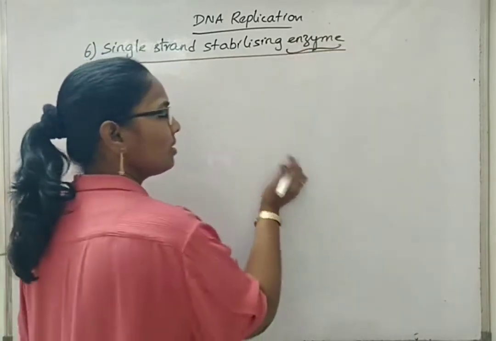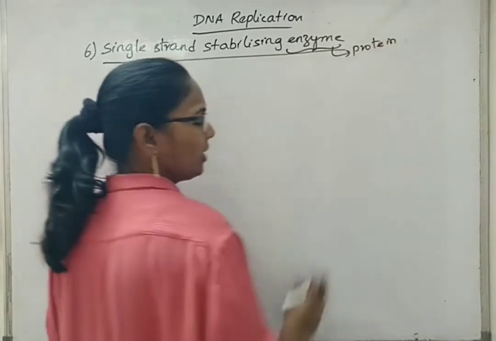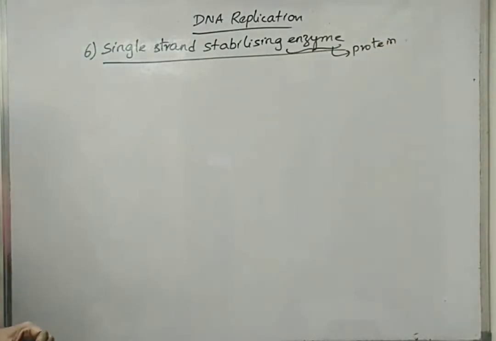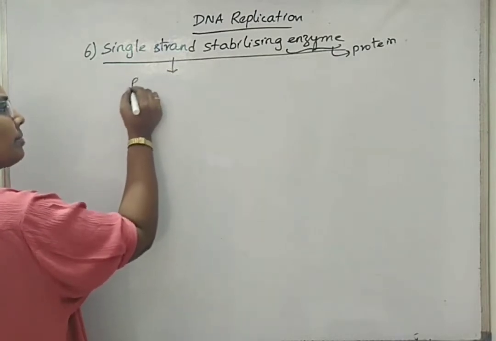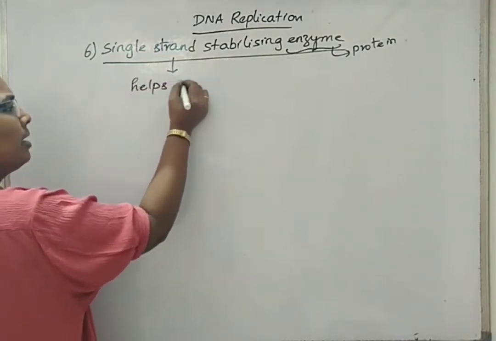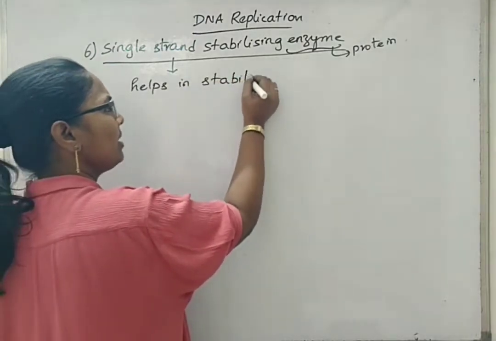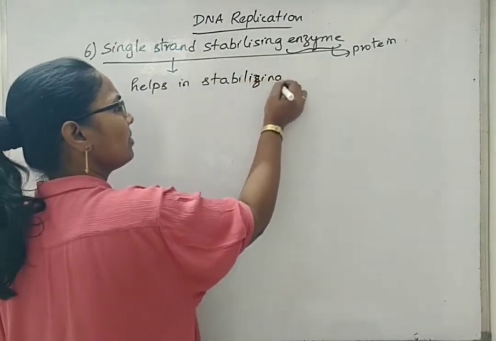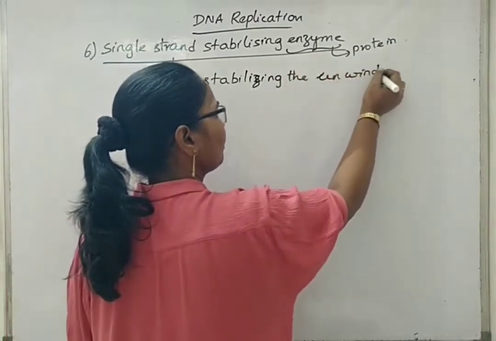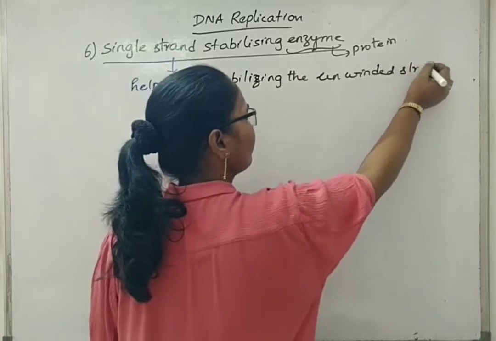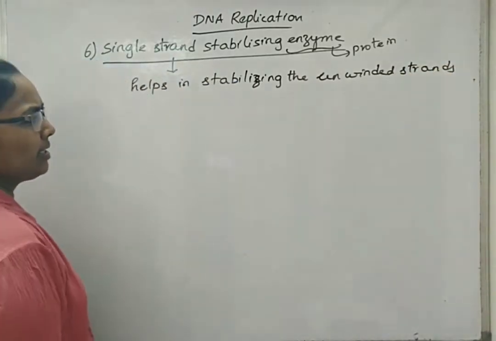Actually, this is working in the form of a protein. Means this enzyme is having more proteinaceous nature. We know that all enzymes are made up of proteins. This enzyme or the protein part helps in stabilizing the unwinded strands. Then what is the difference between topoisomerase and single strand stabilizing enzyme?